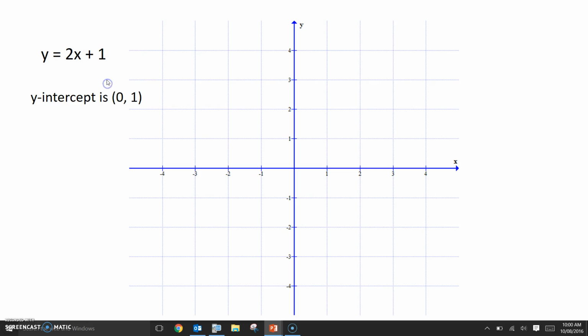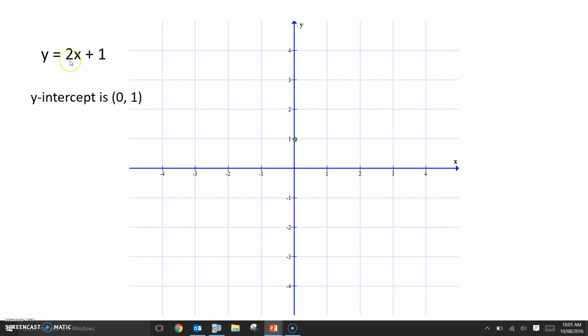This plus 1 here means the y-intercept is 1. Or if you use the method we did before, we put x equals 0, so the 2x disappears, and you get y equals 1. So that's easy to find.